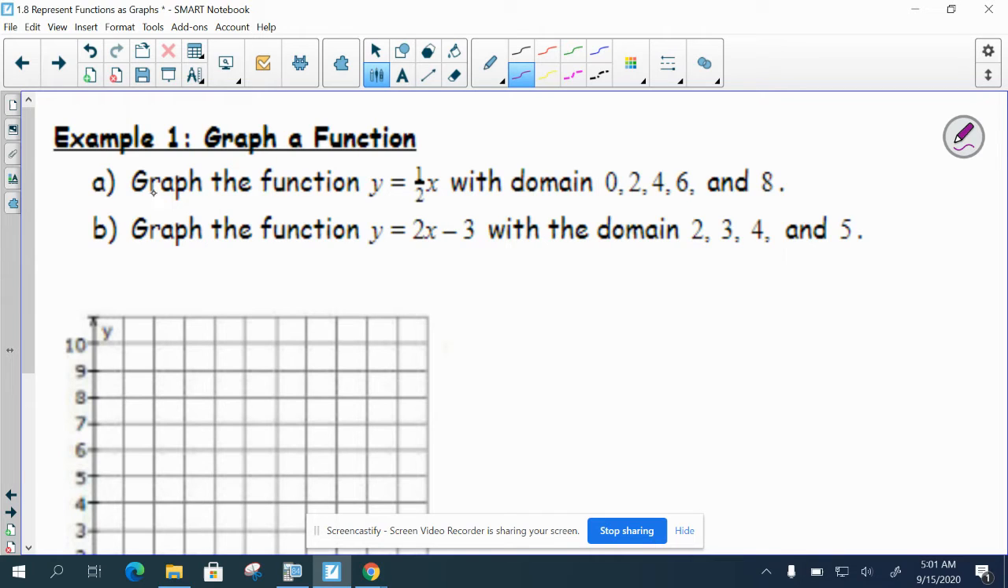So graph the function, part A: graph the function y equals 1/2 x with the domain 0, 2, 4, 6, and 8. They're specifically giving us the domain, the x values. So in order to graph the function using these specific domain numbers, we are going to need to find the range numbers. So let's make a table of input-output pairs.